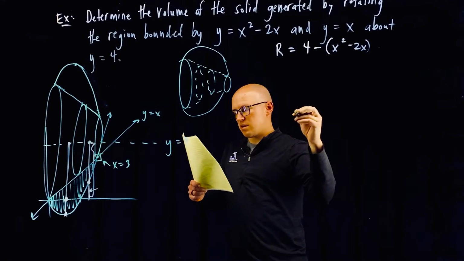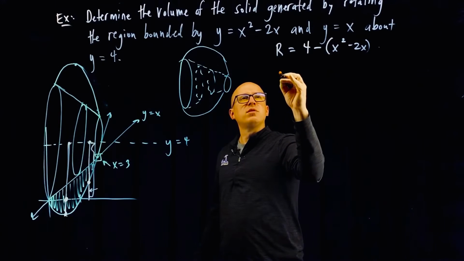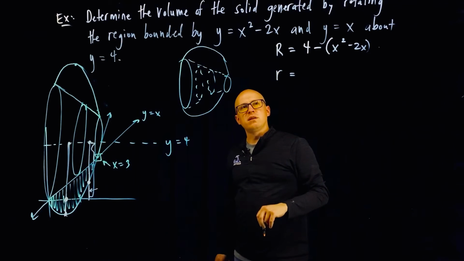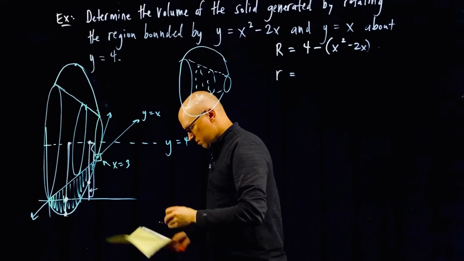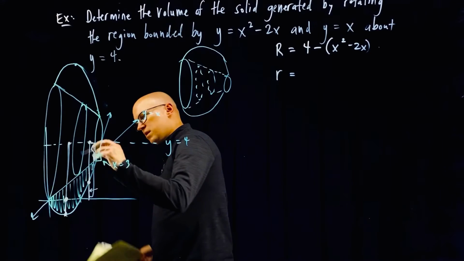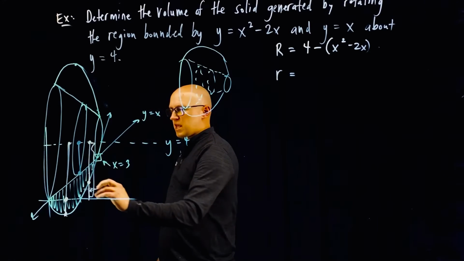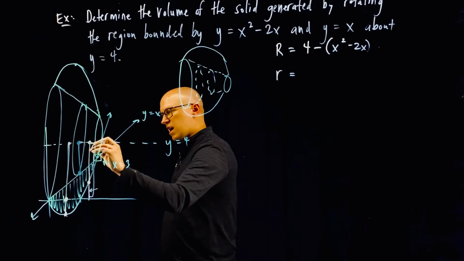Did I call that f of x? No, I didn't. We'll leave it like that. Then I would have little r. What's little r going to be? Well, little r, and I'll try to use a different color here, is going to be this distance from here down to here. How would I represent that, because that distance is changing every time? Well, it's the same way.